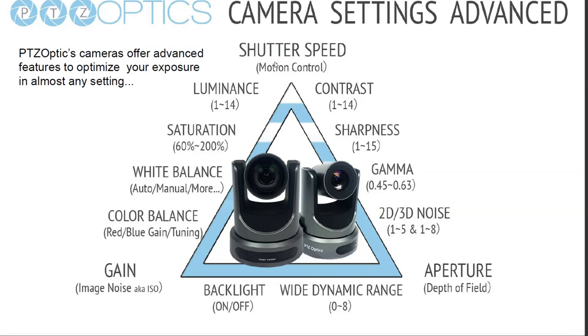Now that we've looked at those, let's take a look at the other advanced features that we can talk about, and we'll dig into more detail about fine-tuning everything after shutter speed, gain, and aperture have been set properly. We'll talk a little bit later on about how to determine the proper shutter speed, gain, and aperture. But before we do, let's start with contrast, and then we'll go down.